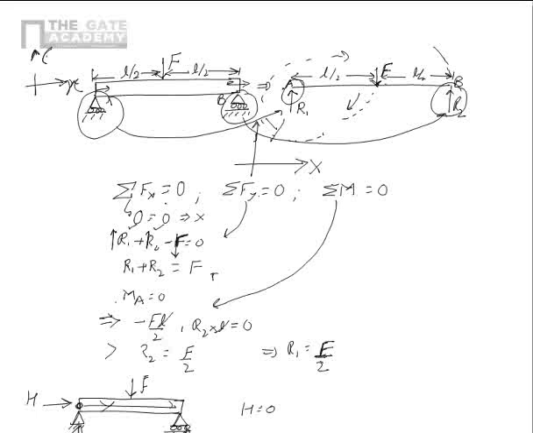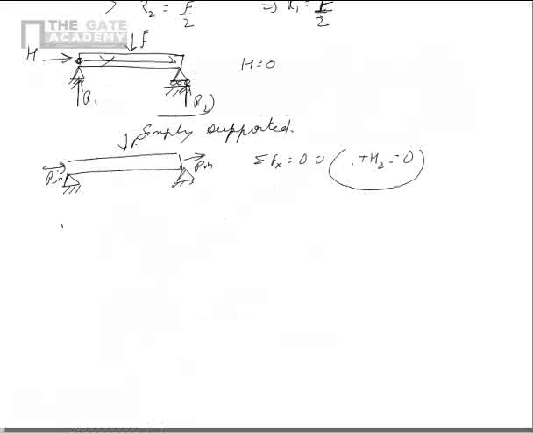Now, let's see another case, which is that of a particular configuration. It is known as a cantilever. So a cantilever is like this. We have a beam which is fixed onto a wall here. It's fixed, and we apply a force P here.